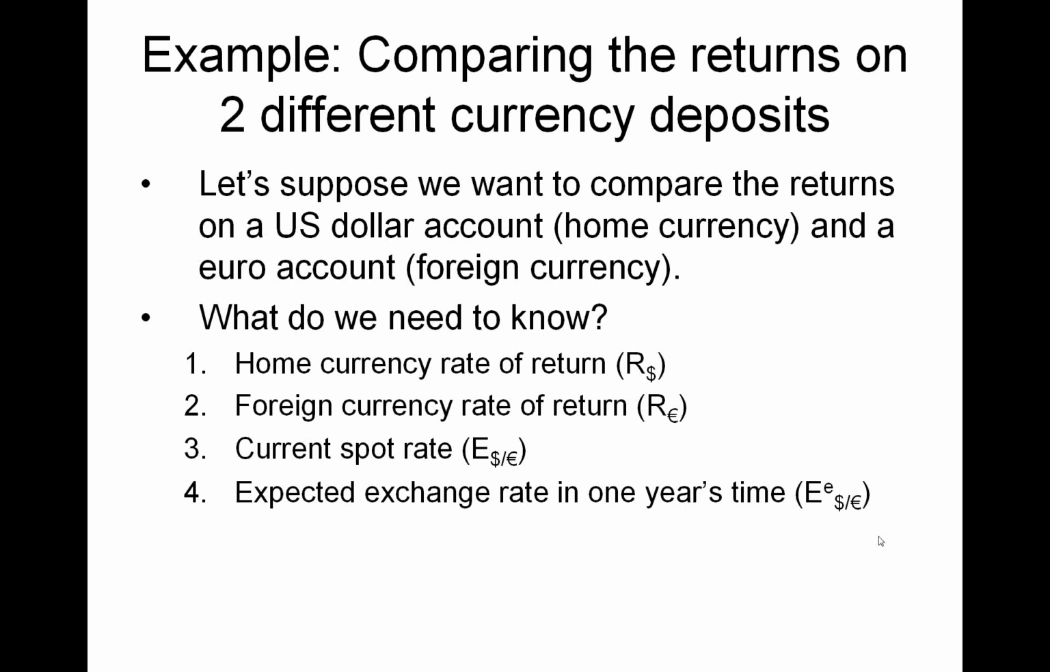Well, first we need to know the rate of return on the deposit for the home currency, which I'll denote by R with a dollar sign in the subscript. Second, we need to know the foreign currency rate of return, which I'll denote with R and a euro sign in the subscript. Third, we need to know the current spot rate, so what is the current exchange rate of the dollar against the euro? And finally, we need to know the expectations about the exchange rate in 1 year's time, which I will denote with a superscript E.